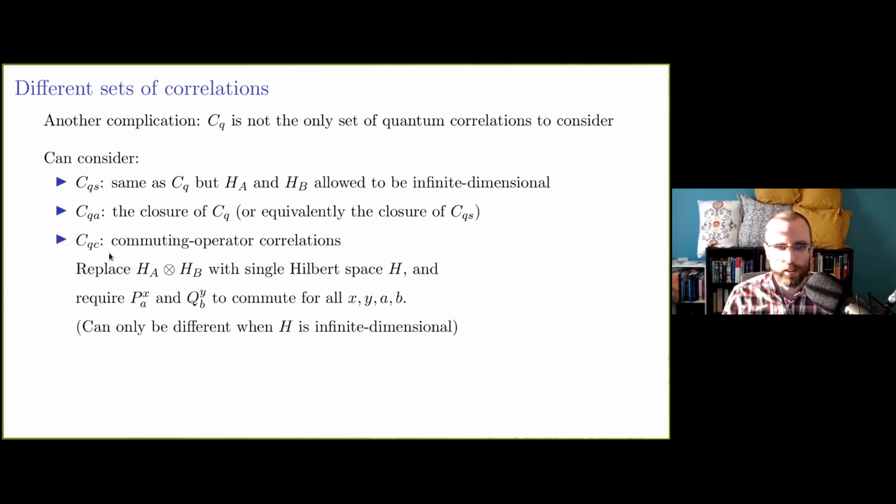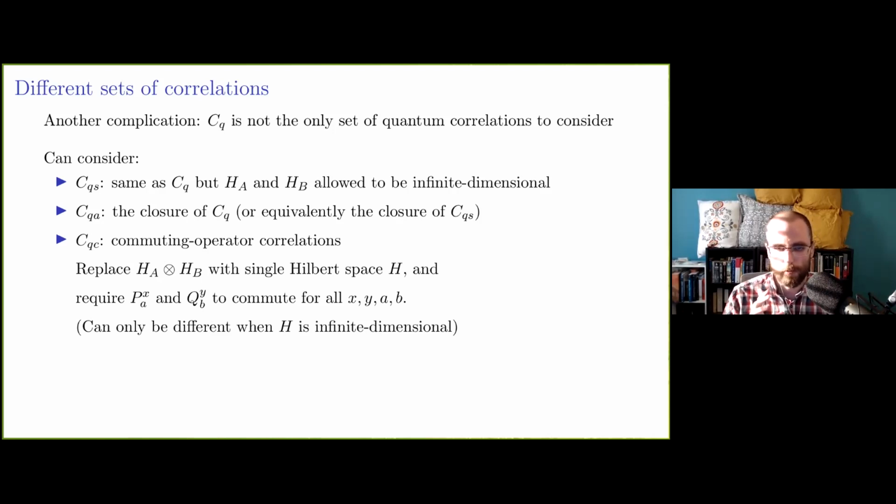And then finally, there is another axiom for how we can combine systems called the commuting operator axiom. So in this axiom, we replace a tensor product with just a single Hilbert space. And rather than asking that these operators act on these individual tensor factors, we just say that the operators act on this single Hilbert space H, but they have to commute. And you can show that if that's satisfied, then Alice and Bob wouldn't be able to communicate either. So it's also a model in which they can't communicate.